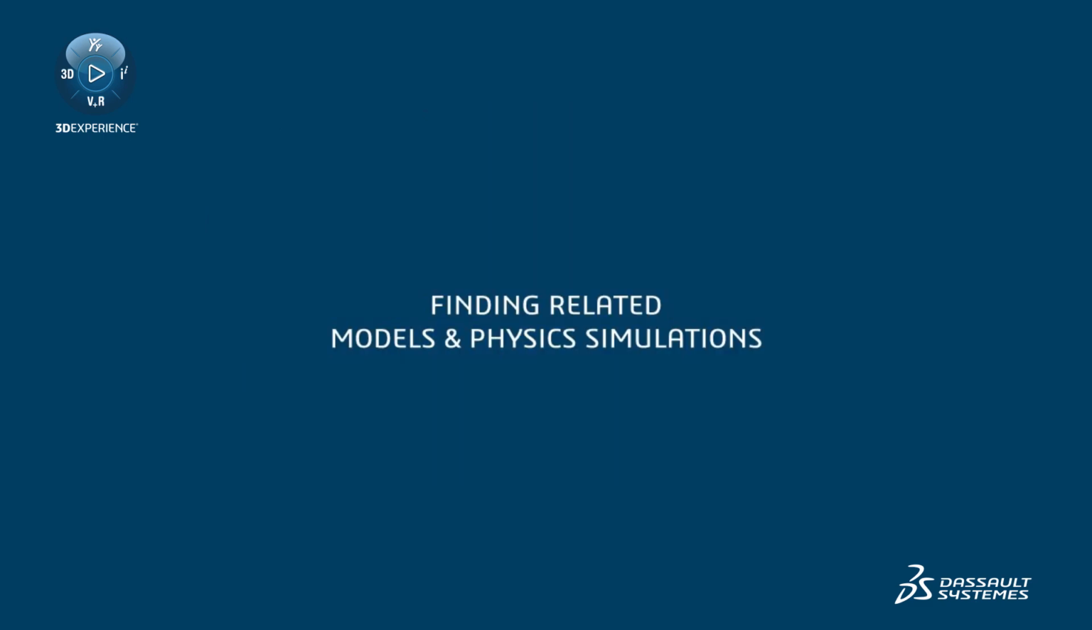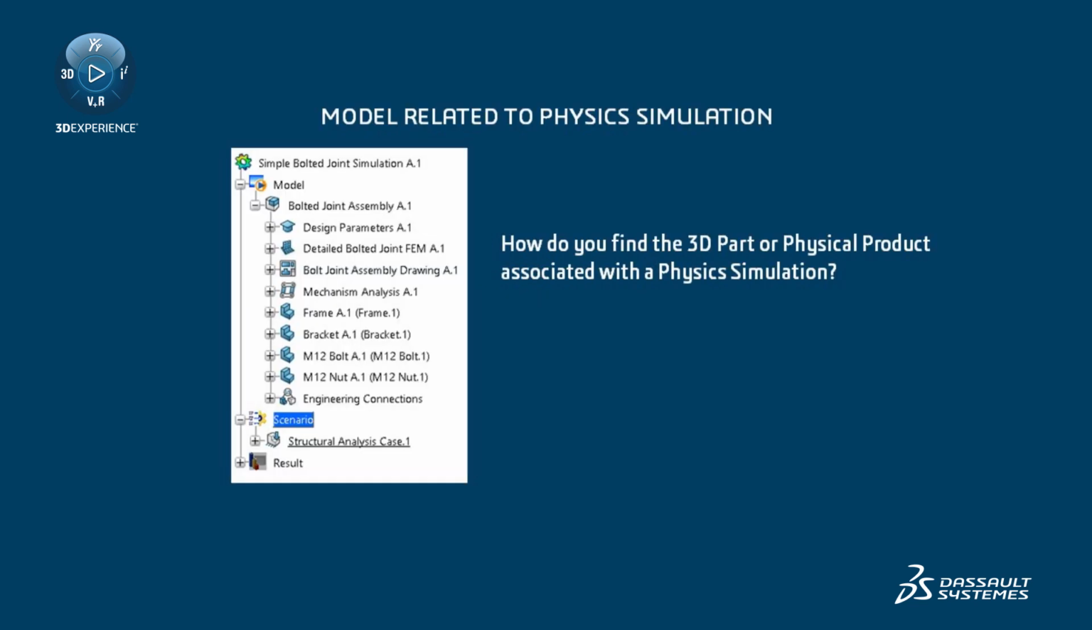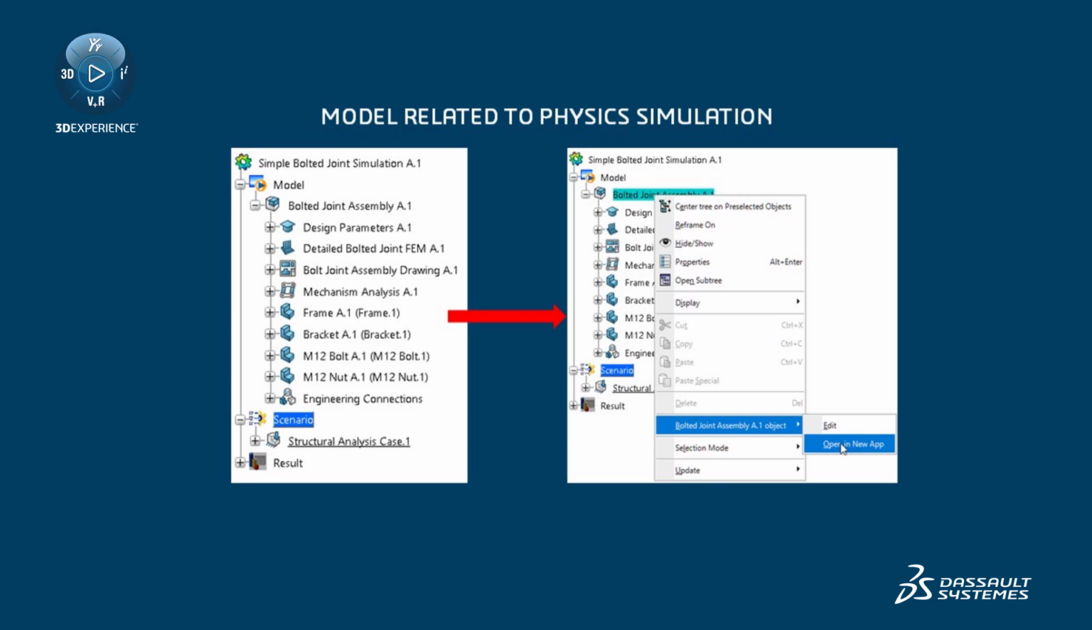At some point, you will need to find related 3D parts, physical products, and physics simulations. Locating the 3D part or physical product associated with a specific physics simulation is straightforward. With the physics simulation open, you simply right-click on the 3D part or physical product and select Open.